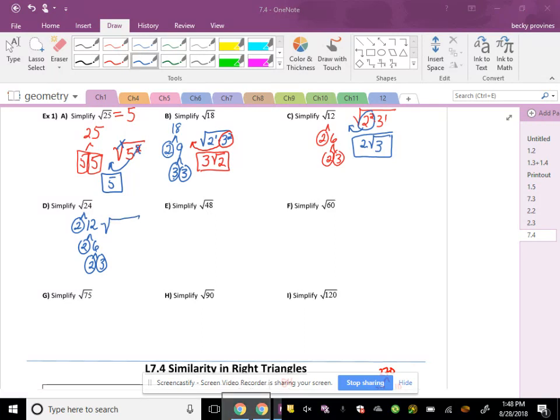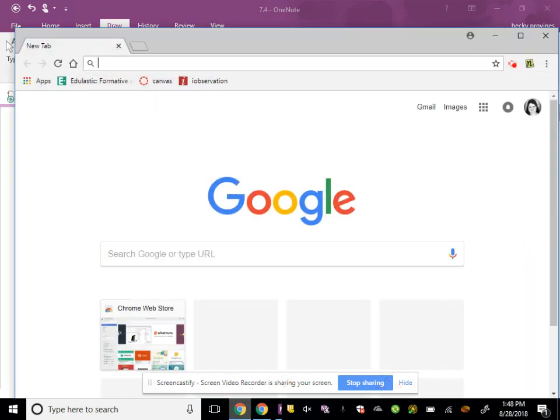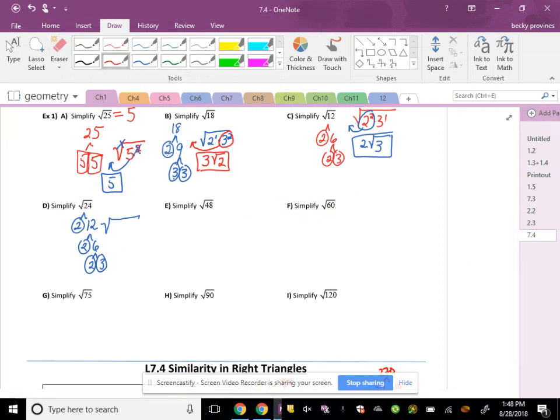I'm still going to group these in groups of 2. I'm going to say I have one group of 2 here, and then these are just little separate ones. So I have 2 squared, a 2 to the first, and a 3 to the first.